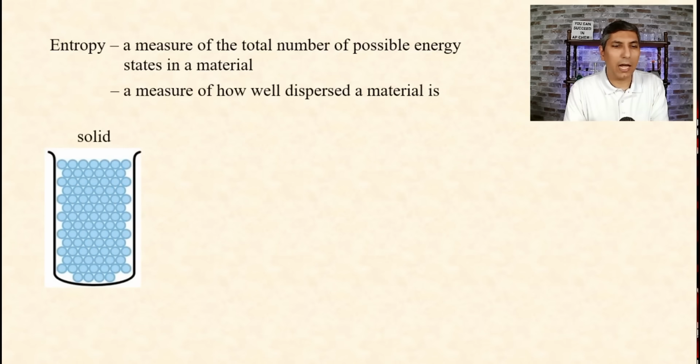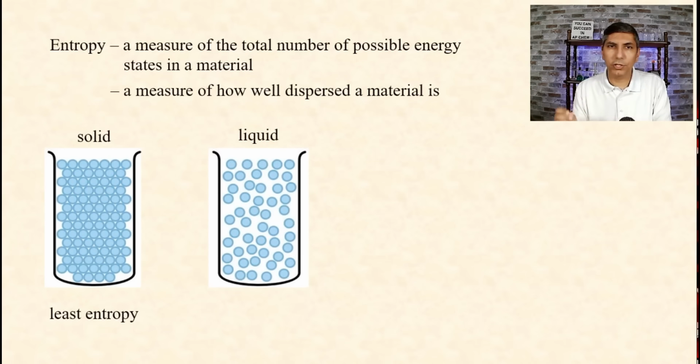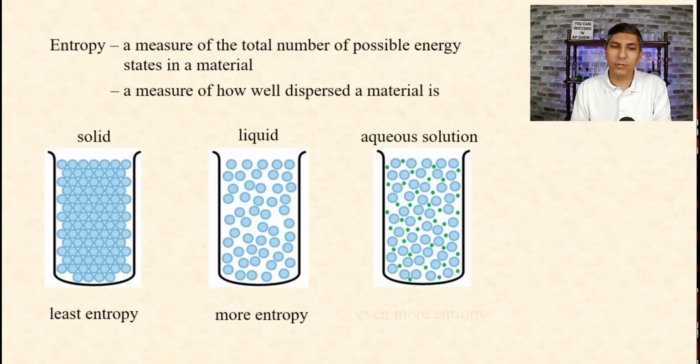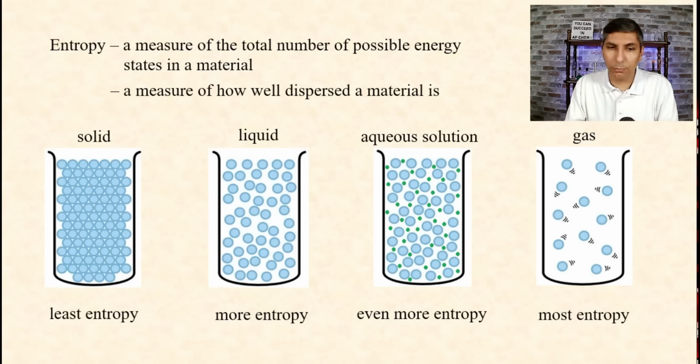Essentially, we need to know that solids have very little entropy. They have the least entropy of all of your states of matter. Essentially, there's not much dispersal of the matter in a solid. In a liquid, the matter is somewhat more dispersed, and so we have more entropy. In an aqueous solution, most of the time, we have even more entropy than before. And then in a gas, of course, there's a whole lot of dispersal. Those molecules are moving around all over the place. So a gas has the most entropy of your states of matter.